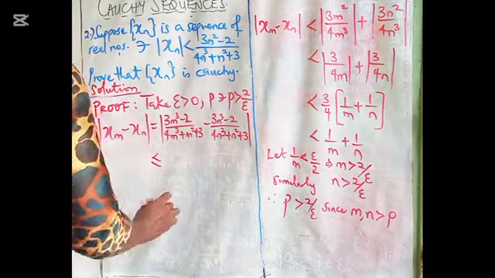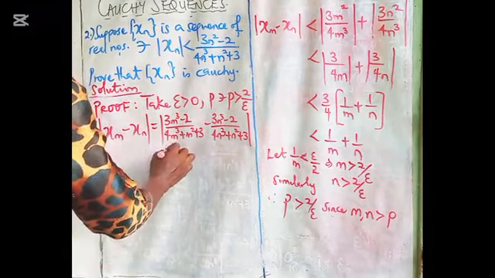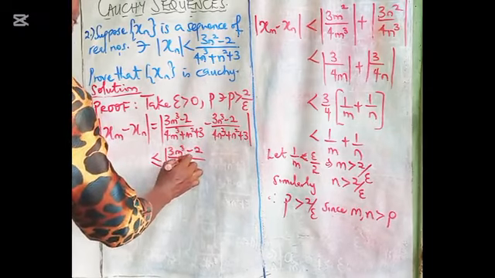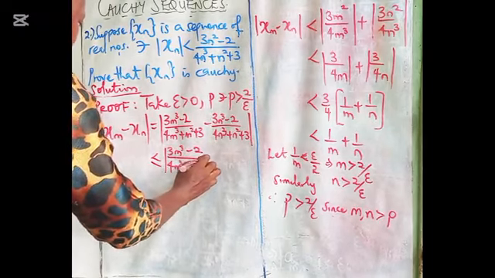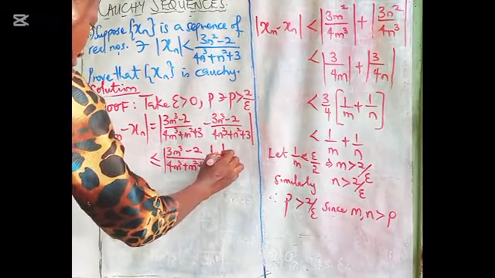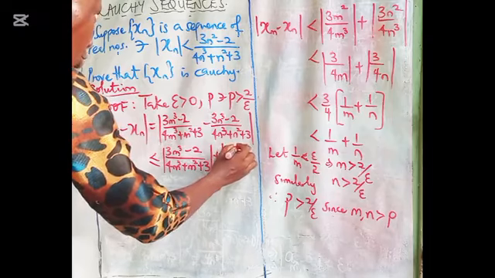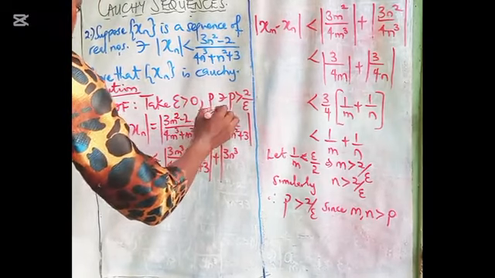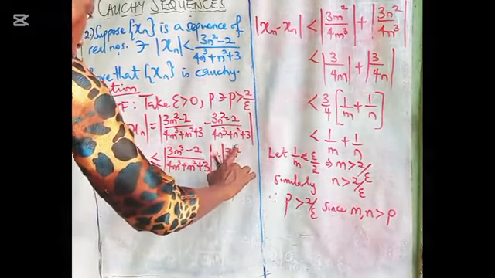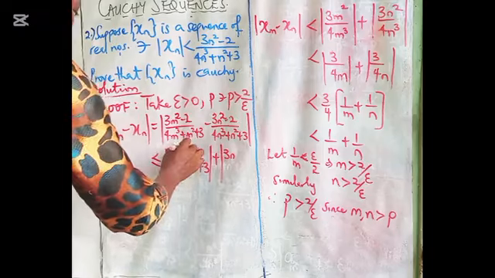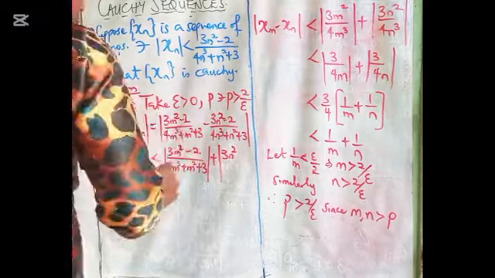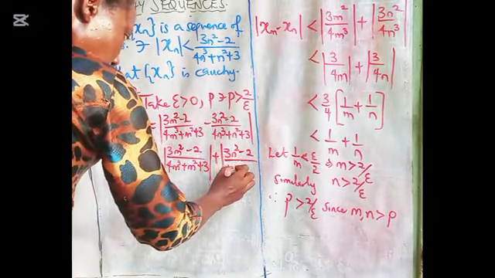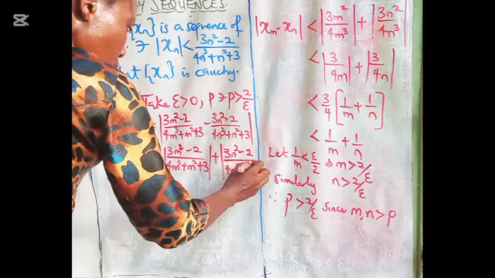And by triangle inequality, this is less than or equal to 3m squared minus 2 over 4m cubed plus m squared plus 3 plus 3n squared, the power should be 2 and not 3, because that's what we have in the question, minus 2 over 4n cubed plus n squared plus 3.